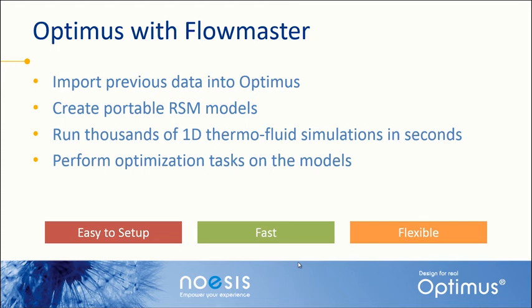In addition to everything that we've talked about, you also have the ability to import previous data into Optimus. So all of the Flowmaster runs that you've done in the past, you can actually import that data into Optimus and create these response surface models from that data. As you saw, you can run thousands of these simulations on that response surface model and even perform optimization tasks from data that you already have.